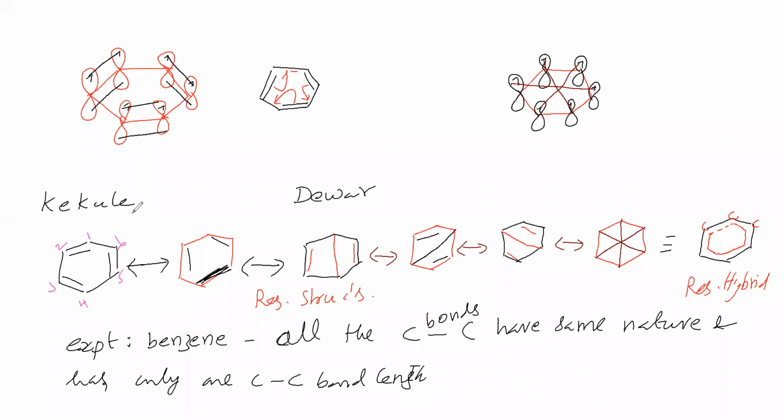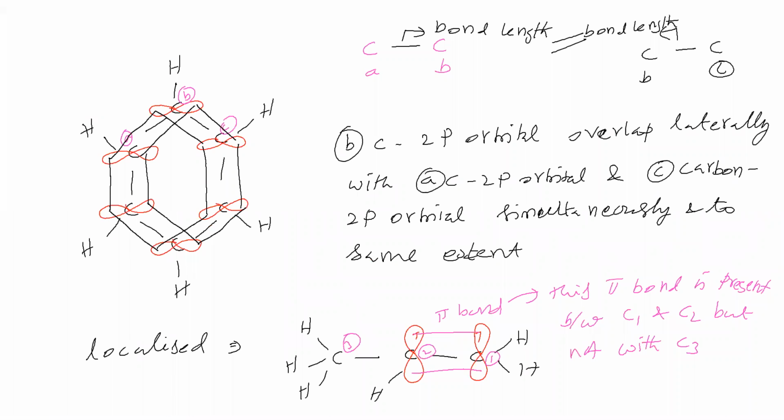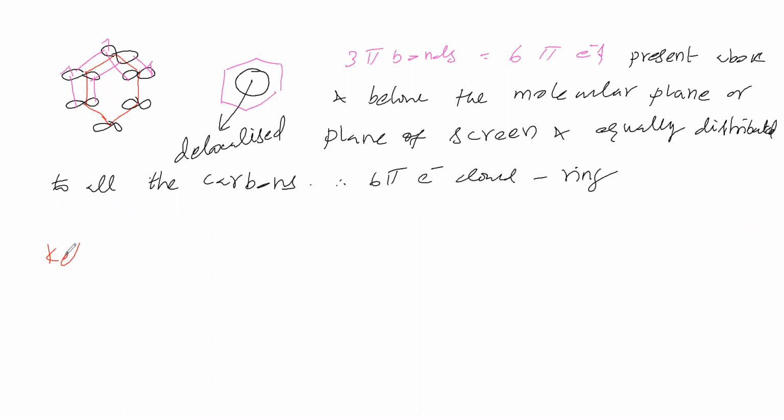So what we are saying is this Kekulé structure has less attraction, therefore its energy is more. The resonance hybrid has more attraction, therefore its energy is less. So the resonance hybrid has lesser energy, and the Kekulé structure has more energy.